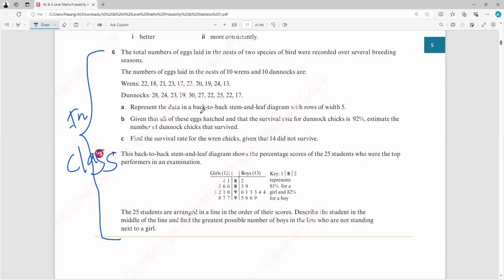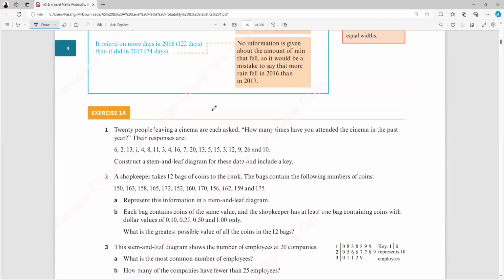Anyway, the stems would be 1, 2, and only 1 and 2 is there, right? And 3 is there. 3 also there. Okay. Represent the data with rows of width 5. What does that mean? With rows of width 5.